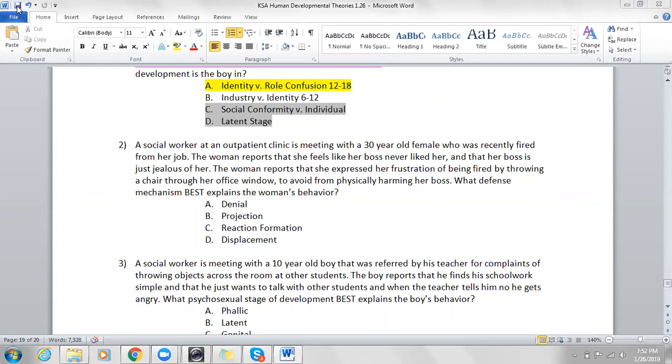All right. So we have the majority think it's D and then one for each of the other options. So let's see.